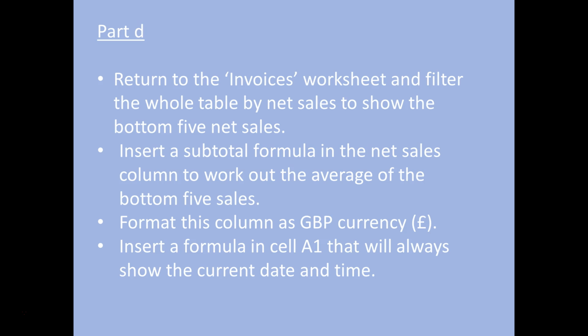Okay, so just before I feel a little bit too pleased with myself, I'm just going to check I've done everything here. So let's do a double check. Return to the invoices worksheet and filter the whole table by net sales to show the bottom 5 net sales. Tick, I've done that. Insert a subtotal formula in the net sales column to work out the average of the bottom 5 sales. Done that one. Format this column as GBP currency. I did that, and also while I was there, I formatted the gross sales column to the same currency as well. Although it didn't say that, but like I say, if you go and look at the example answers on the AAT website, gross sales has been formatted to GBP as well.